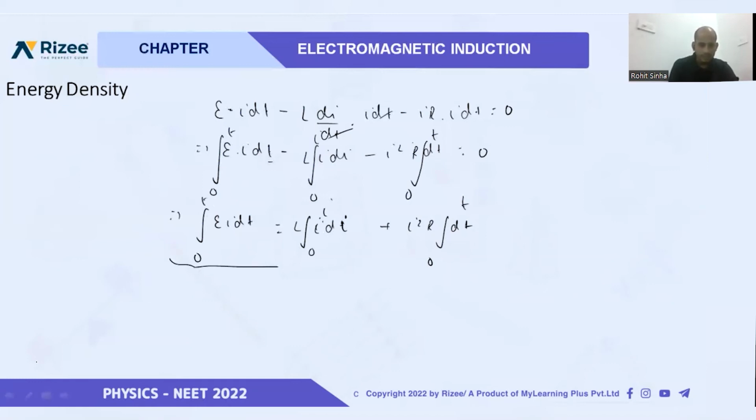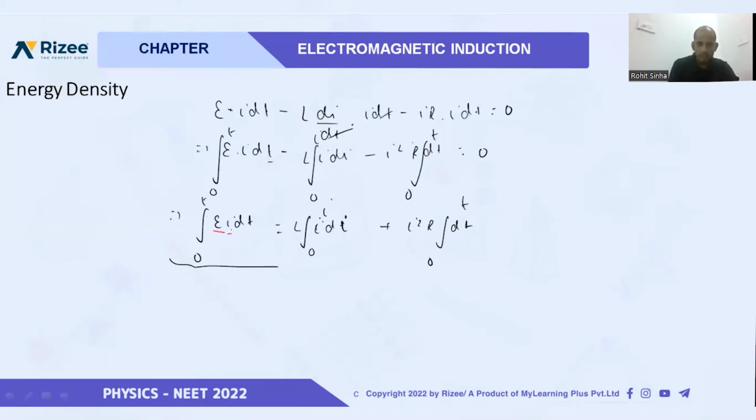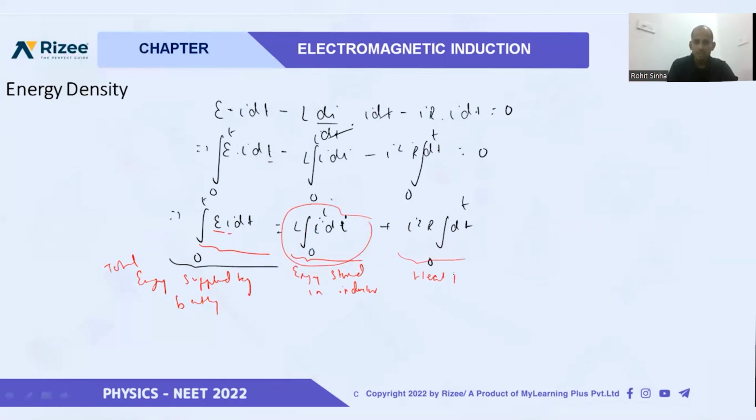Remember one important concept: voltage into current is power, and power into time is energy. This is the total energy supplied by the battery. And this is the energy stored in the inductor. If anyone asks what is the energy stored in the inductor, you will use this formula. And this is the heat produced, or energy wasted.